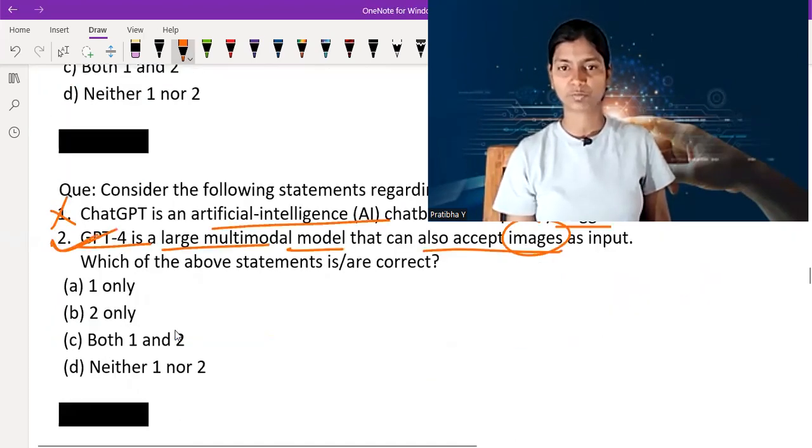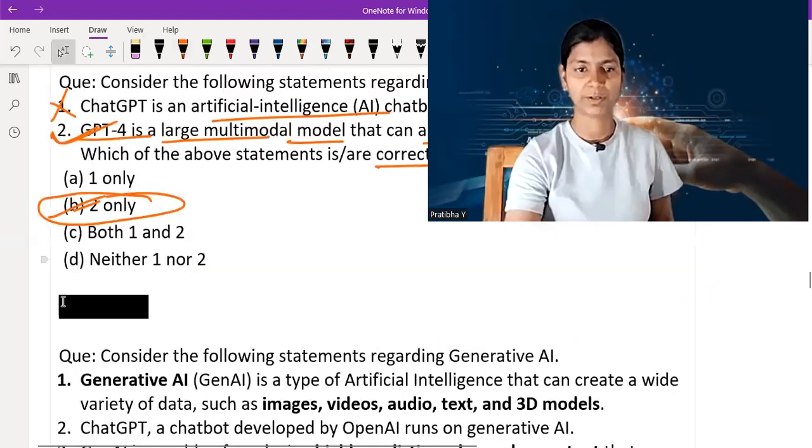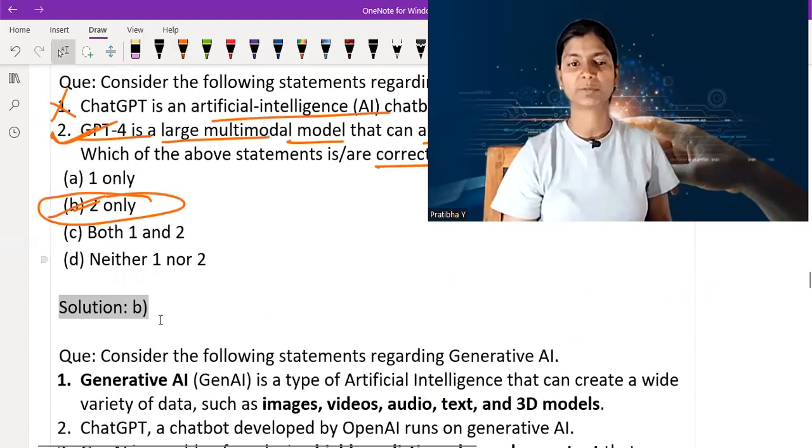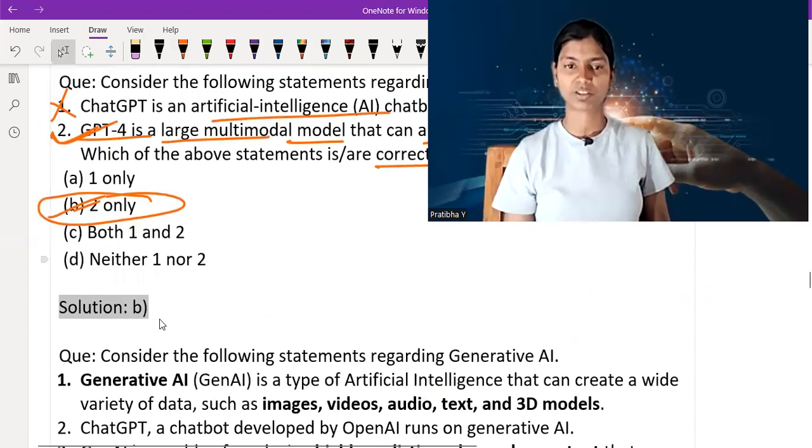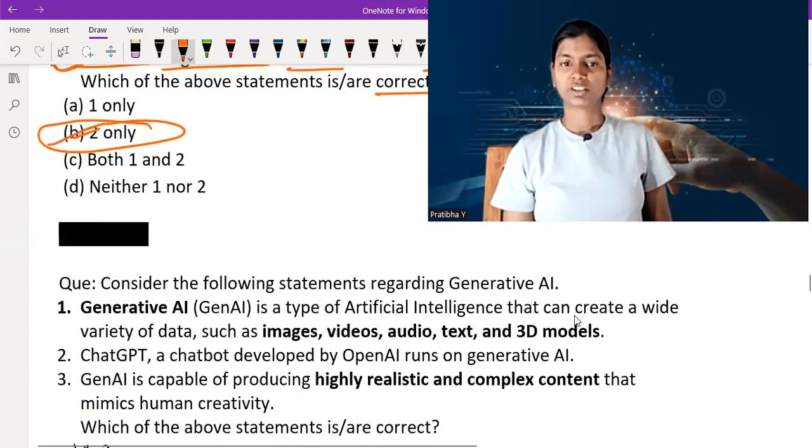Which of the statements is correct? Statement 2 is correct. That means option B. Let's check whether that's right or not. Option B is correct. That means we are on the right path. Now let's move to the next question.